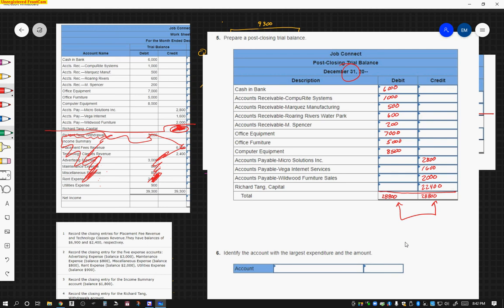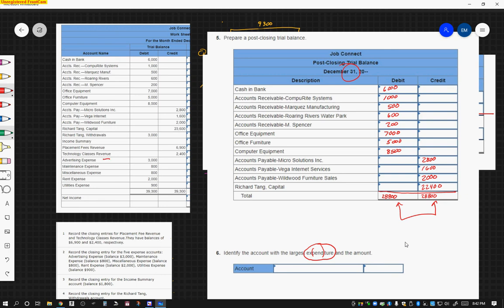Now, that sums up the entire question, with exception to that very last one where it says identify the account with the largest expenditure. A term that perhaps you're not familiar with. An expenditure is something you spent. You see it in there somewhere? Spent, expenditure. So anyway, you need to go back to your expenses, because that's the money you spent, and find out what is the largest number. What is the largest expenditure?